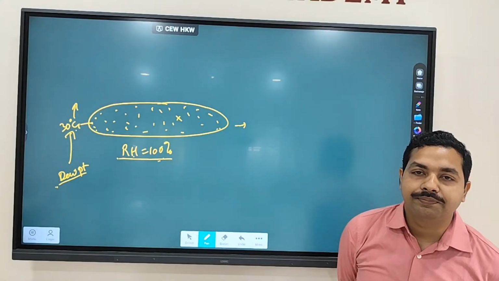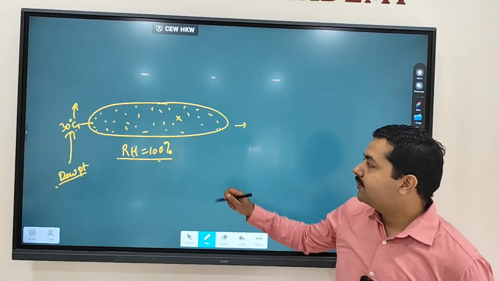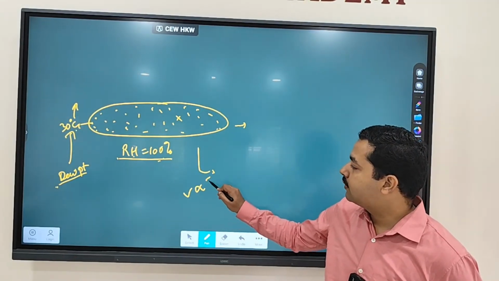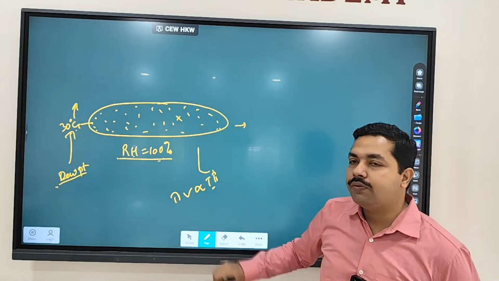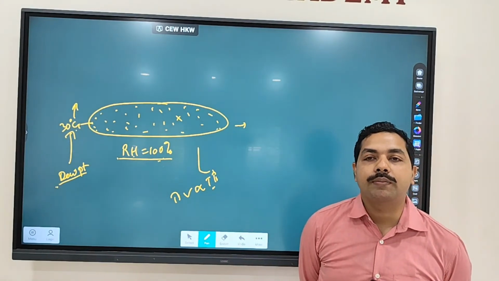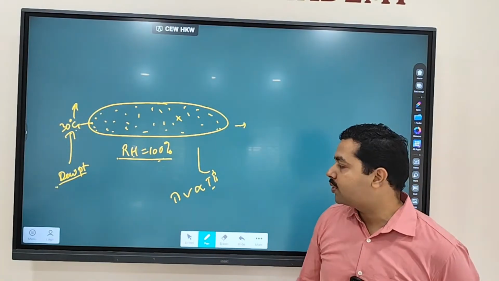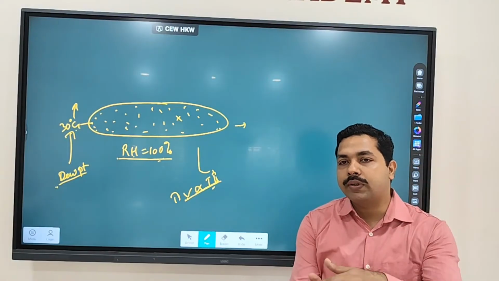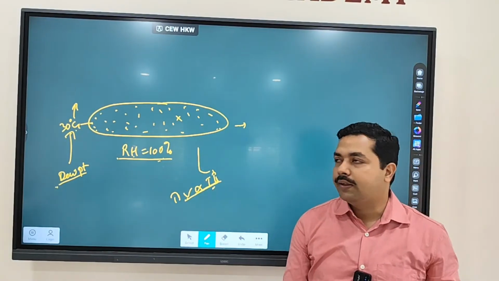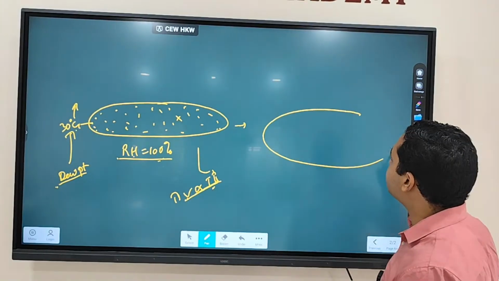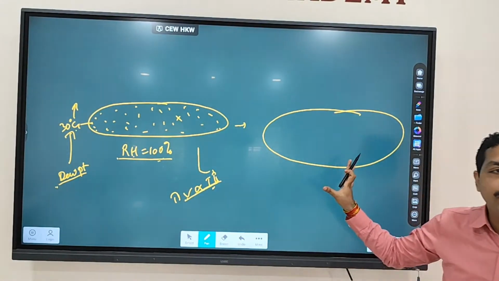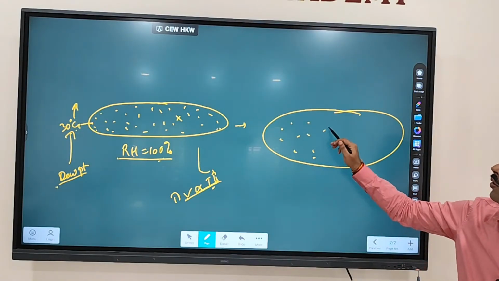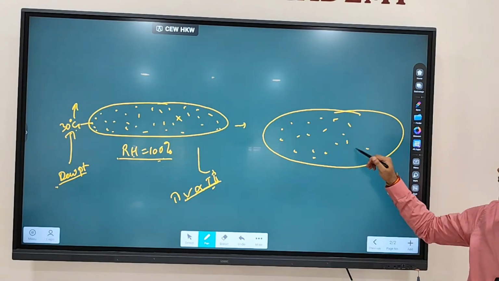Any other reason? As we discussed, when you increase the temperature, what happens? Volume will increase, because volume is directly proportional to temperature. You heat something and things will expand, so volume will expand. So when you increase the temperature, the air volume will expand. When air volume expands, the air can now hold more moisture.